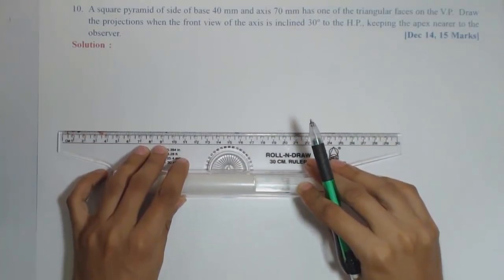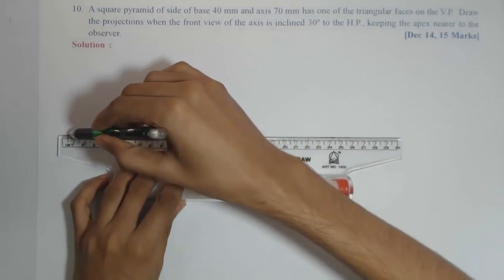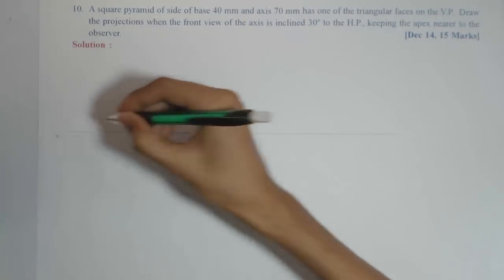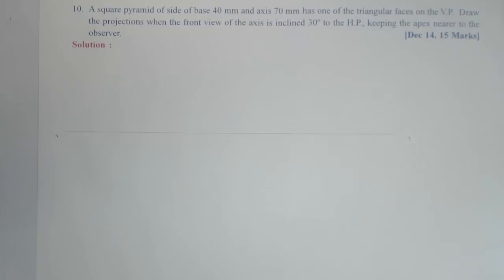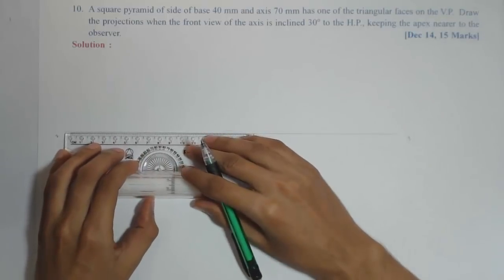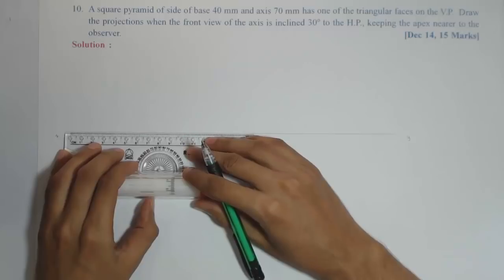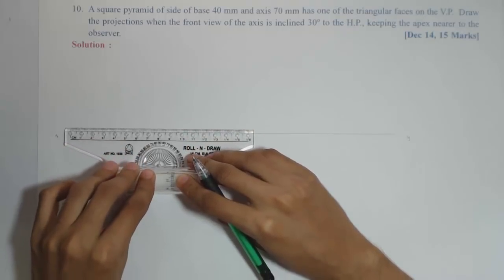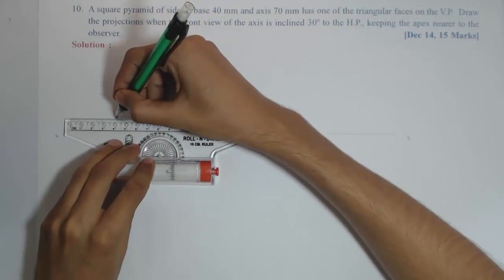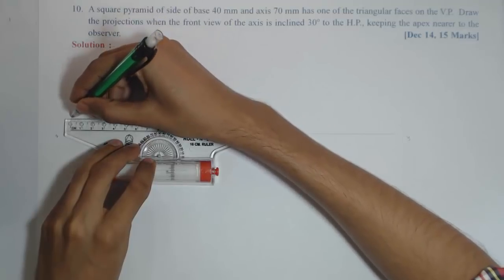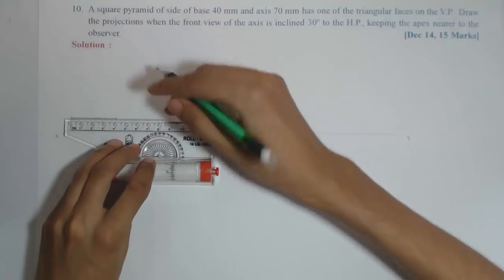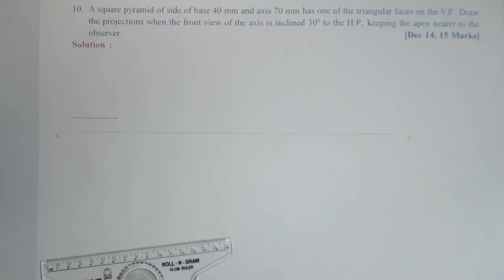So the first edge will be similar to that of the previous problem. Again we need more space below the XY line. First I'll start with the square base of 40 mm above XY, because it will be seen as a true shape in the front view. That's why above XY, because the entire base is assumed in VP first. So first I'll mark this 40 mm side of the base. Then I'll draw two perpendiculars.